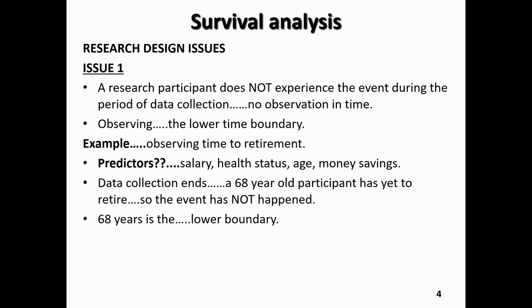And so in that situation, this 68 years becomes what's called the lower boundary. But because this person continues to work past the closure period of the study, we would say that this person's data with respect to the event is censored. In other words, as we move from left to right in time, the event has not happened for this person. So we would say that these data are right censored. And it's important to note that this is specific to a single person or a case or a participant, patient.